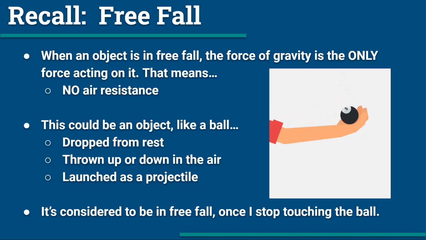All right, so again, when an object is in free fall, the force of gravity is the only force acting on it. That means if we say it's in free fall, or if we call it a projectile, we are implying that there is no air resistance. That means that the only force is gravity, and that means we can assume that our acceleration is due to that gravitational force. Objects in free fall could be an object like a ball. It could be a ball that's dropped from rest. It could be a ball thrown up or down in the air. It could be something launched as a projectile.